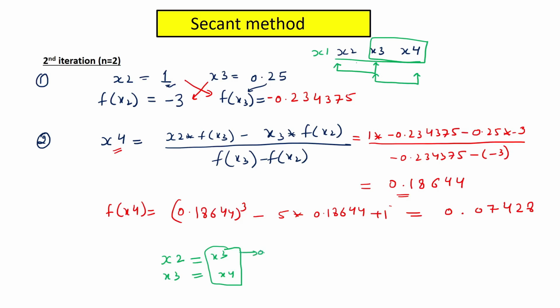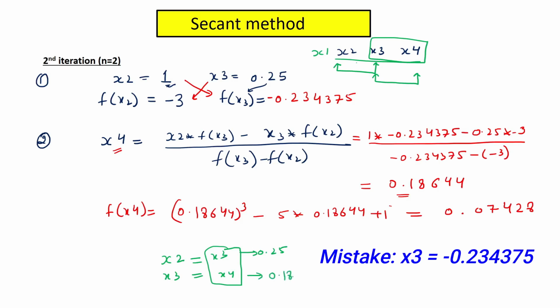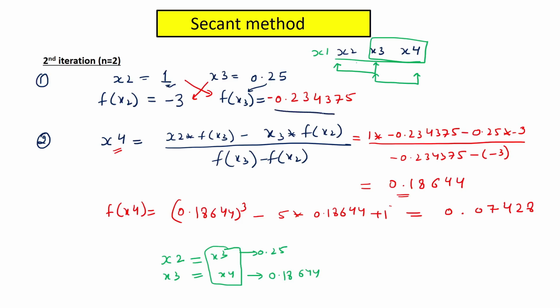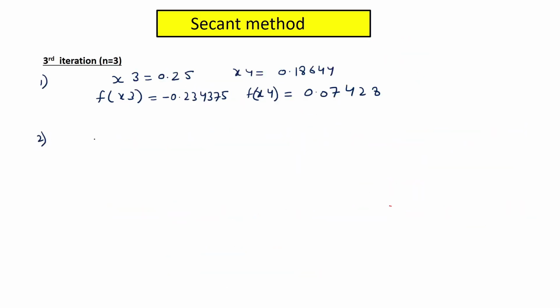So x3 is 0.25 and x4 is 0.18644. So I have written the same values in this third iteration. Now let's find the value of f of x3. So f of x3 is this negative value and f of x4 was this value. Now let's find the value of x5. If I put all these values in the formula, then I will actually get the answer as 0.20174 as the value of x5.